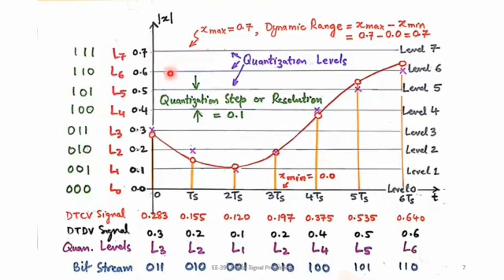These levels are called quantization levels. The distance between two consecutive quantization levels is called the quantization step. In this example, the quantization step is 0.1, the difference between 0.5 and 0.4, or 0.3 and 0.2, or 0.1 and 0, whatever. You measure the difference between two consecutive quantization levels. This gives us the quantization step or resolution.